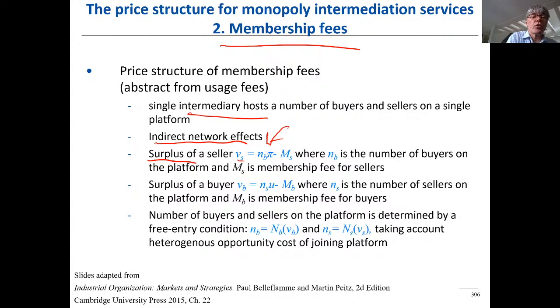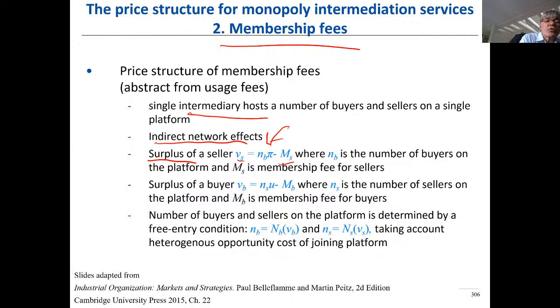Okay, and of course it also depends on the membership fee MS you have to pay in order to enter. And in terms of our nightclub, or in terms of our partnership platform, this just means that this pie could be just some probability that you really meet your favorite partner somehow, and of course the expected probability is higher if the platform is larger. Okay, that's just what we have here.